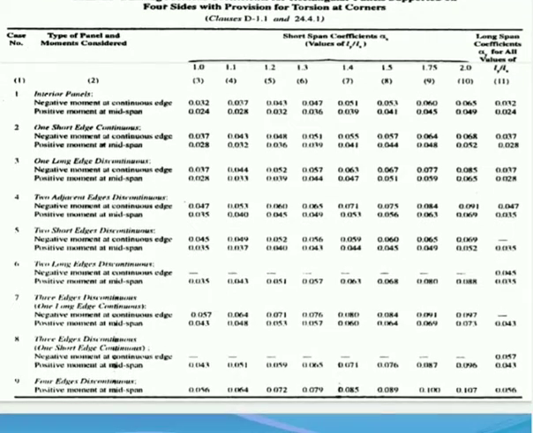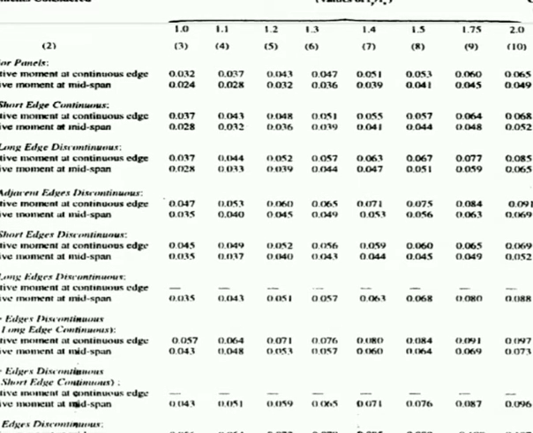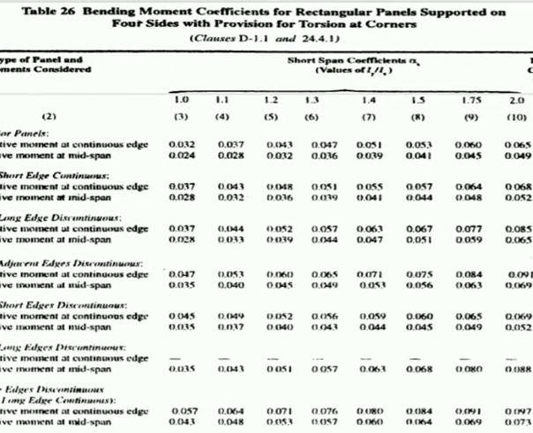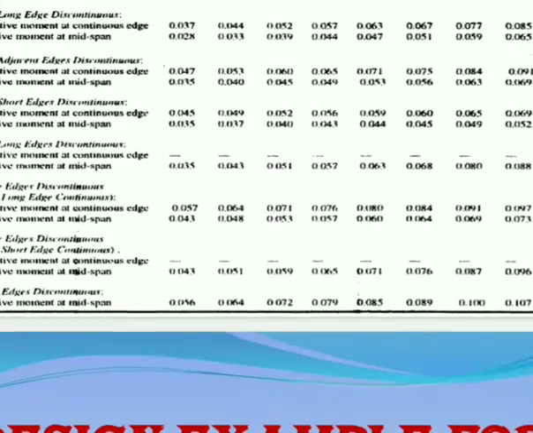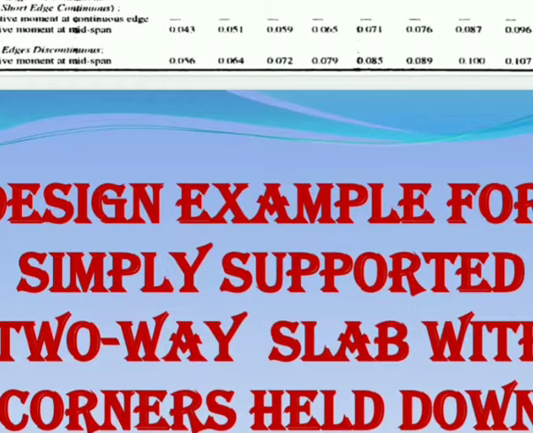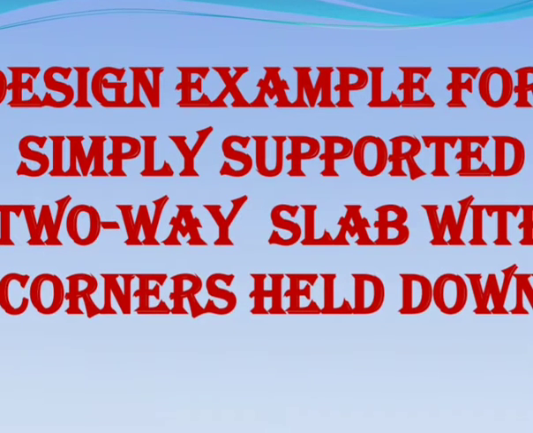Then this is the table which will give you the alpha x and alpha y coefficients. Depending on your Ly by Lx ratio, you have to select the proper edge condition and select the proper alpha x and alpha y value. This will be clearer when we solve one example. So now let us start with a design example for a simply supported two-way slab with corners held down.